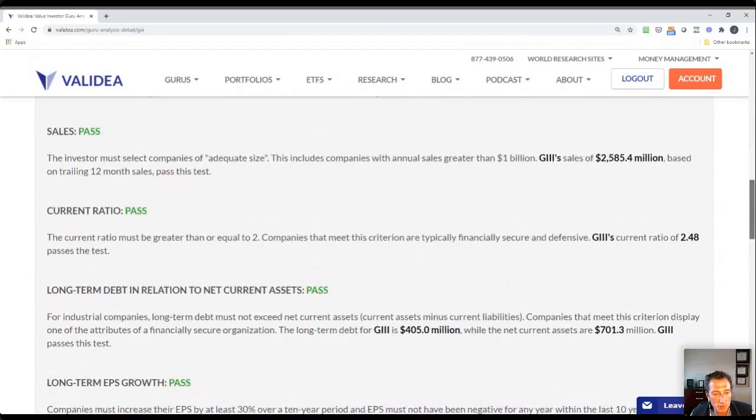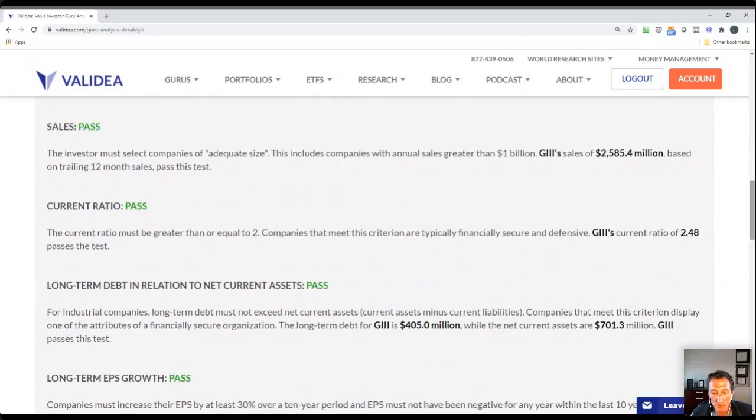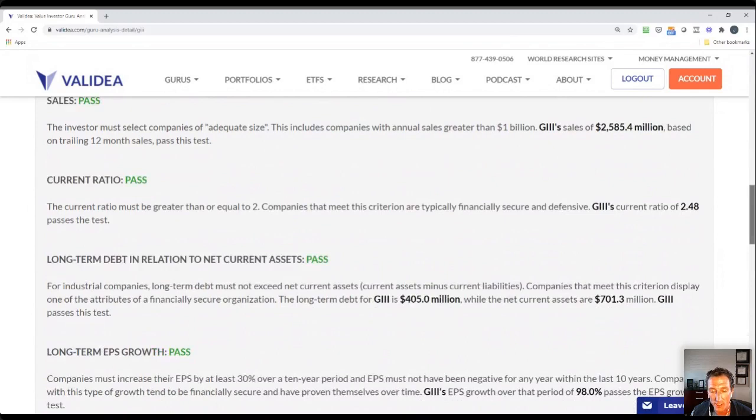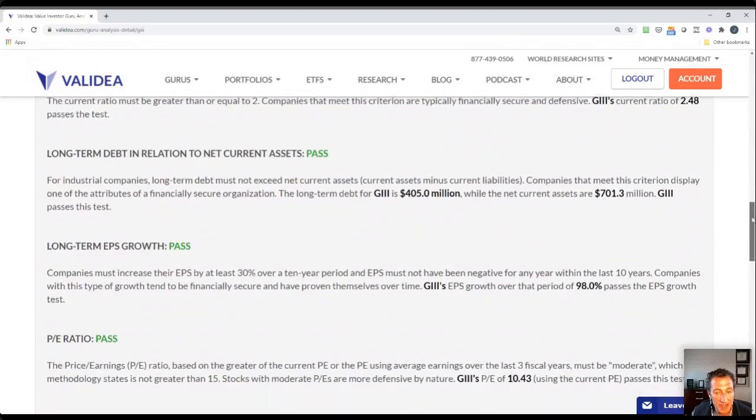It then wants to see long-term debt in relation to net current assets. So basically, the company's long-term debt is 405 million, but its net current assets are 700 million. So that's very positive. That's a hard criteria for a lot of companies to pass. It then just wants to see, have earnings been growing? It doesn't have a very high earnings growth hurdle. A lot of deep value stocks actually don't have great earnings growth. But this company has been growing earnings over the last 10 years, albeit not great. It's still positive according to this model.